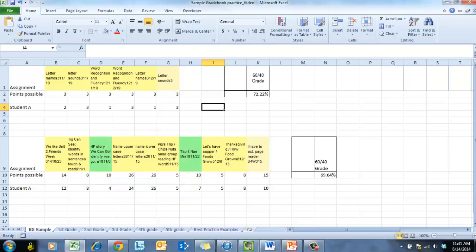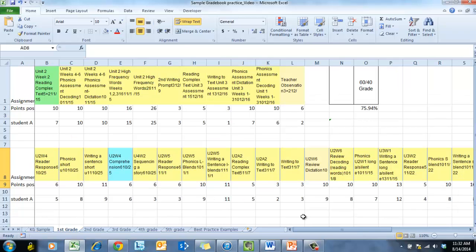If the teacher feels this proportion of the grade is accurate and in line with the curriculum, then this type of gradebook setup would be fine. However, if the teacher realizes that a small group reading activity is a more important measure of learning, he or she should adjust the points possible for the assignments. Let's look at first grade examples.